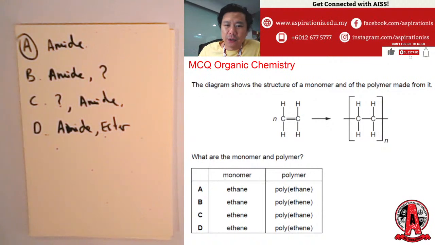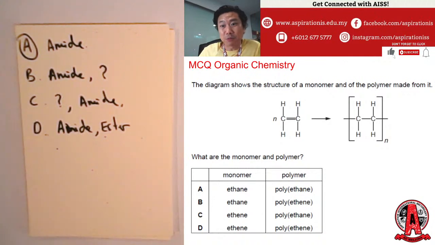Okay. I hope there's no confusion here. The answer is D. The name does not change, guys. The name does not change, even though the double bond broke, but the name does not change.